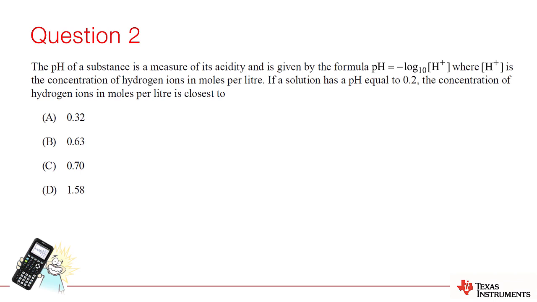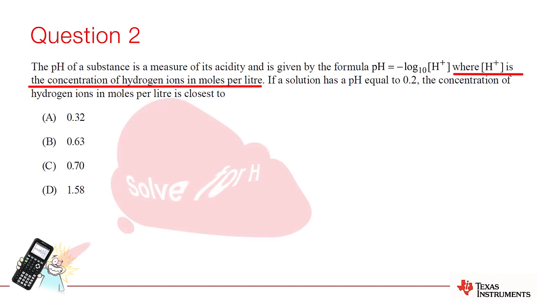Question 2. There is a lot of contextual information provided here. For these types of questions, locating the actual question helps you focus on key information. The question is asking for the concentration of hydrogen ions in moles per litre. Now, when you read the information, you'll know exactly what to look for. H is the concentration of hydrogen ions in moles per litre. So we need to find the value of H.